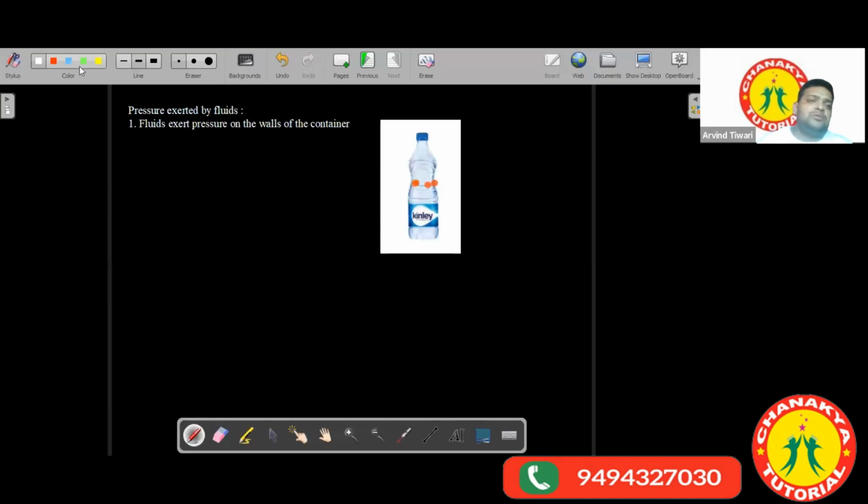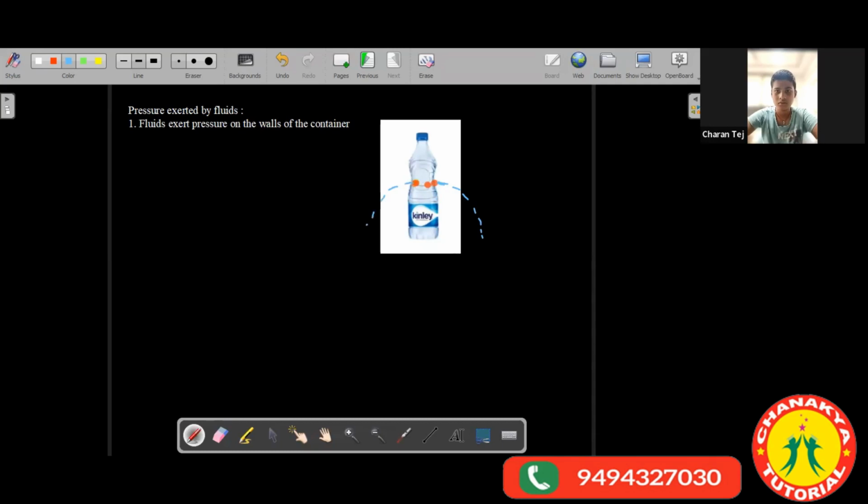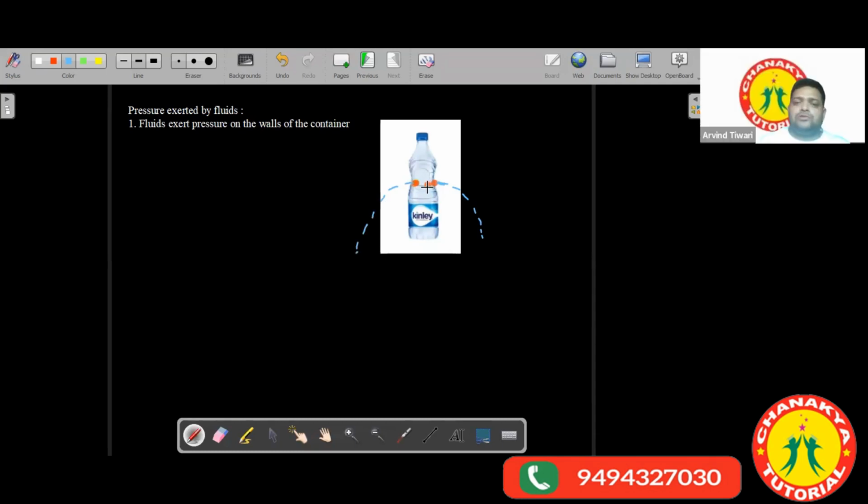So what will I observe? Can I observe water coming out of the holes like this? Yes, sir. Yes, water will come out of all the holes like this.